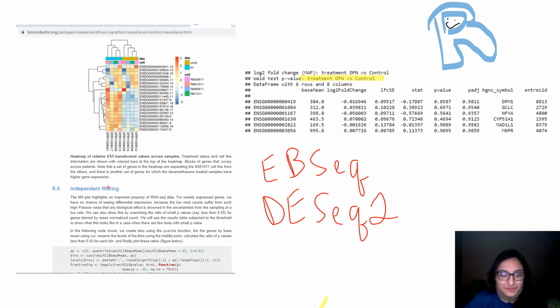But you'll see here what they talk about is, for weakly expressed genes, and I want to motivate you guys a little bit, for weakly expressed genes, we have no chance of seeing differential expression because the low read counts suffer from such high noise, and any biological effect is drowned in uncertainties from the sampling of low read counts.